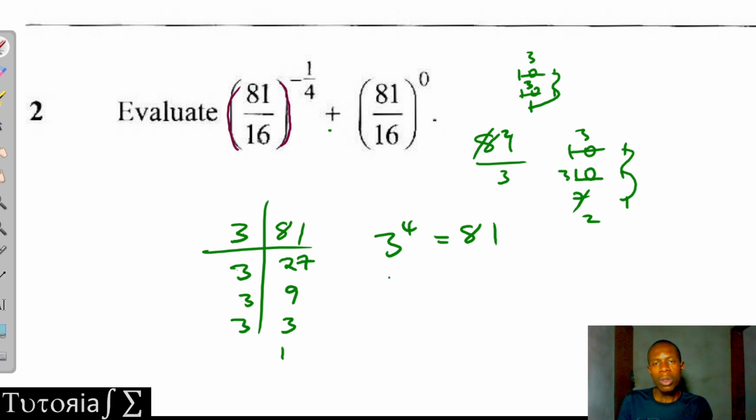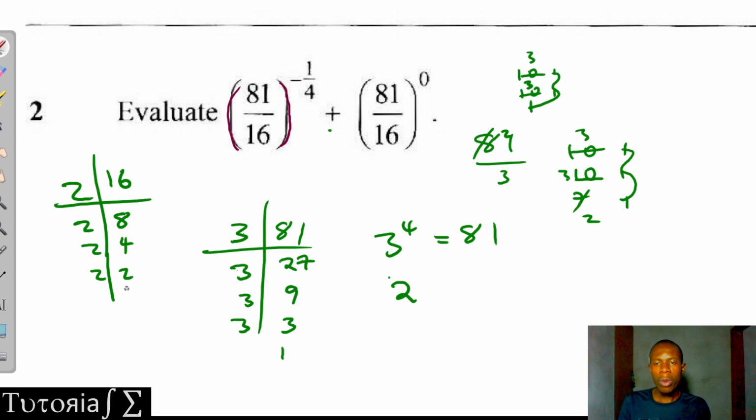Then also for 16, so we know that the smallest number that can go into 16, that is 2. So 16 is an even number. So 2, so we can say 2 into 16. So 2 into 16, that will give us 8. 2 into 8, that will give us 4. 2 into 4, that will give us 2. 2 into 2, that will give us 1. So this is 1, 2, 3, 4. So 2 to the power 4 is equal to 16.